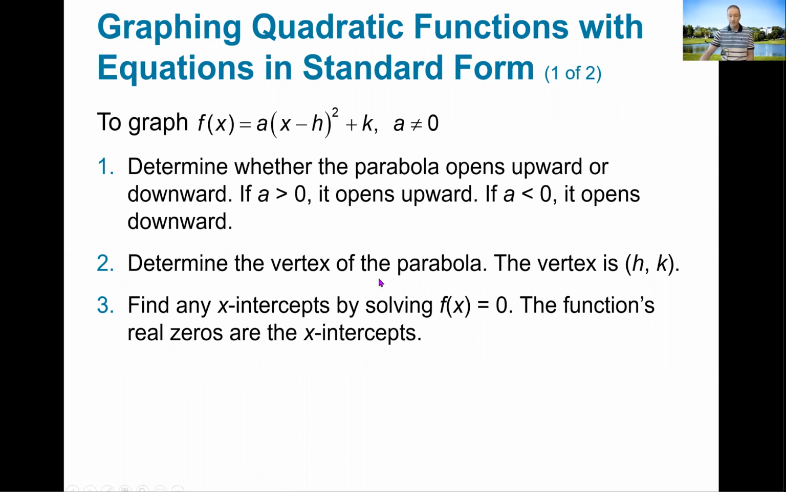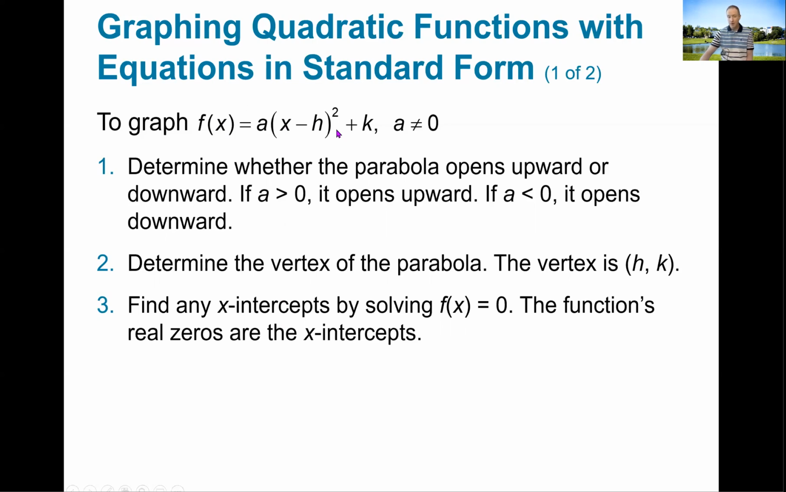We'll determine the vertex of the parabola by just looking at the equation and figuring out what h and k are. Please do keep in mind that it's always the opposite of whatever is in with the x. So if you see x plus 5, well, then negative 5 is the x component of the vertex. Up next, we'll find any x-intercepts, and you know that the x-intercepts always occur when y is 0. So you just set your function equal to 0, solve for x, and those are going to be your x-intercepts.